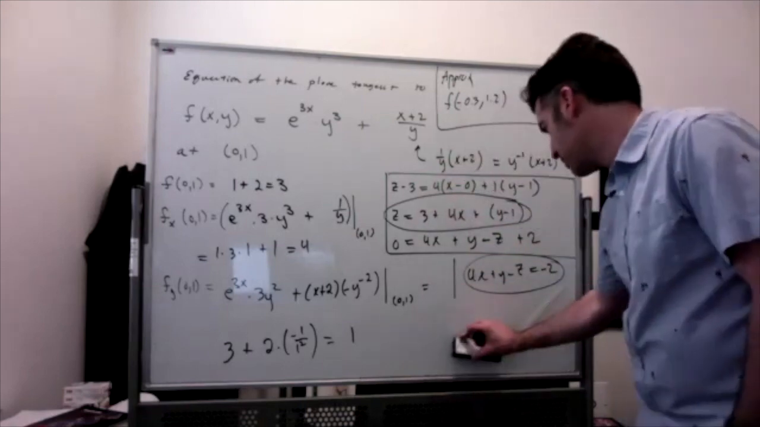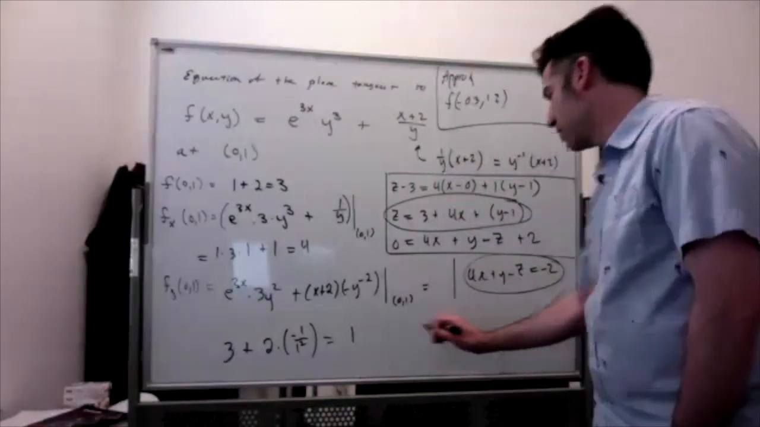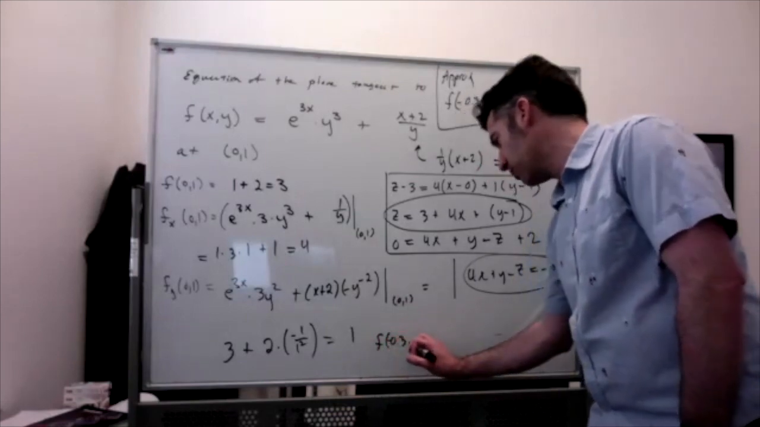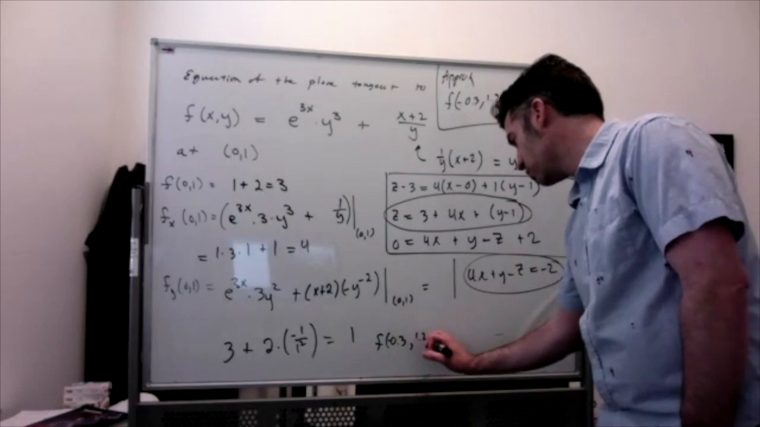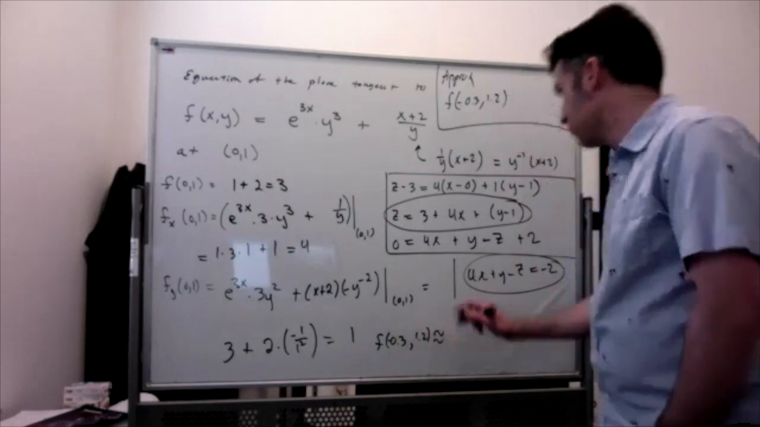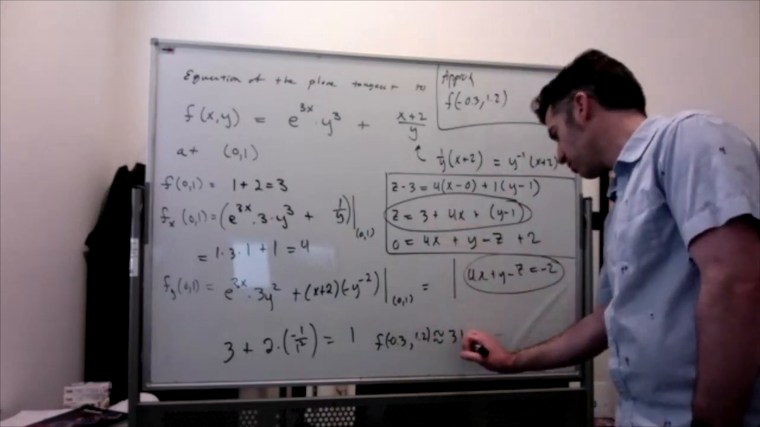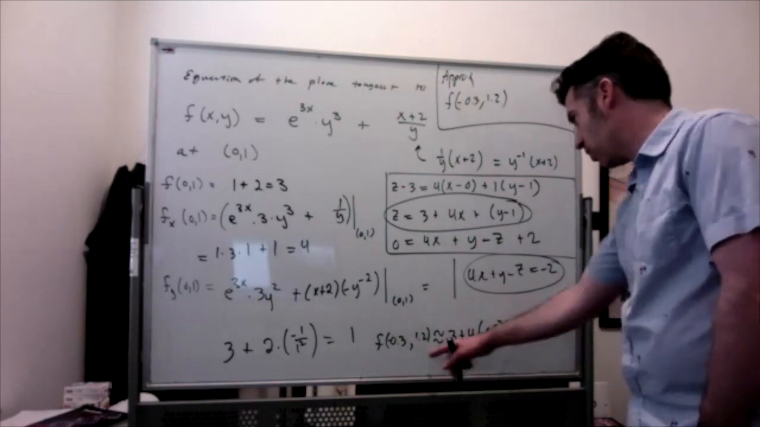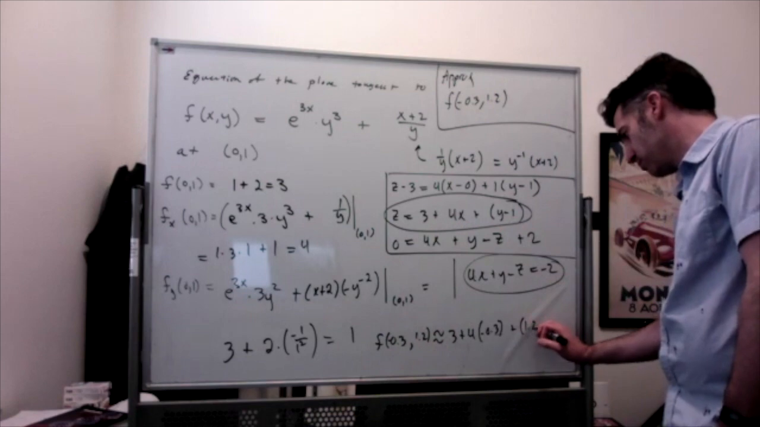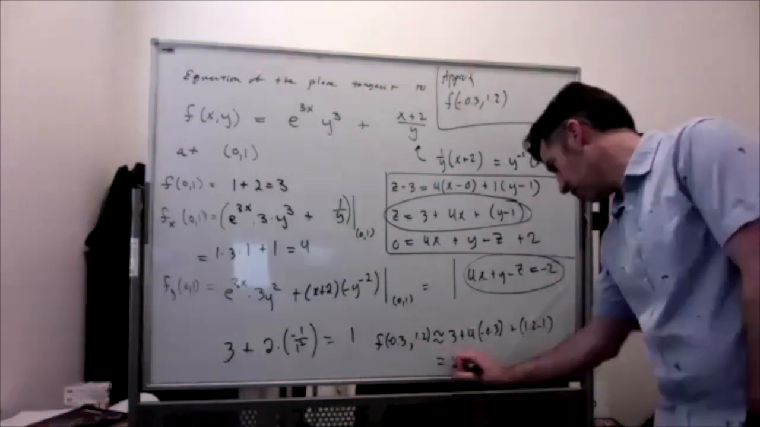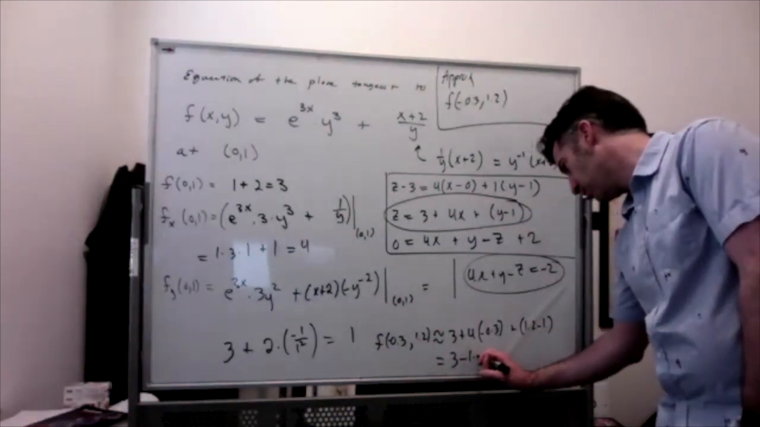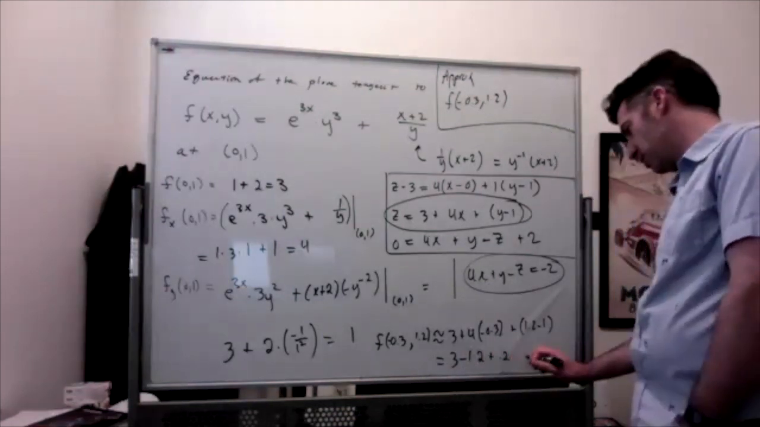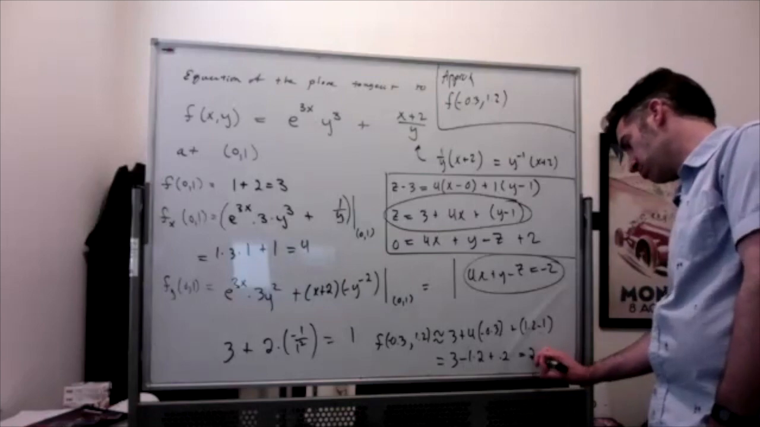So if we did that, we would get that f of negative 0.3, 1.2 is approximately 3 plus 4 times negative 0.3 plus 1.2 minus 1, which is going to be 3 minus 1.2 plus 0.2. So that's going to be 2.